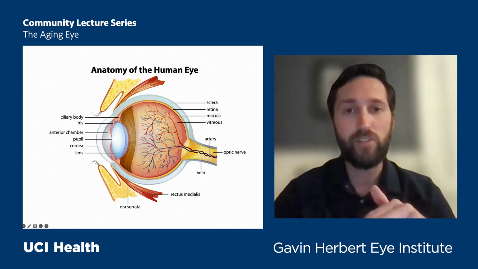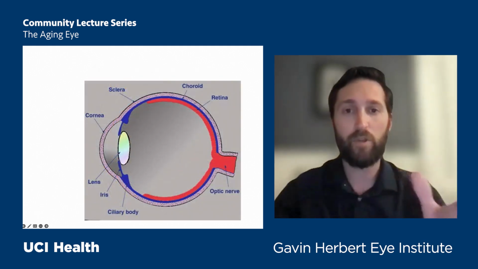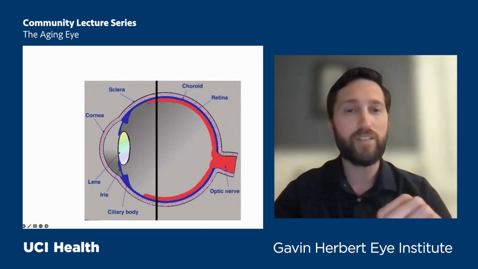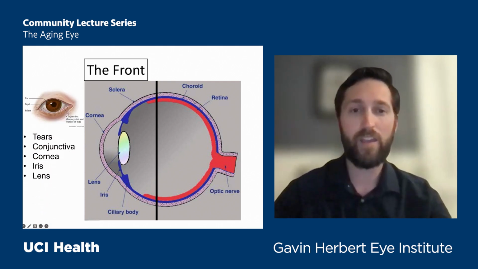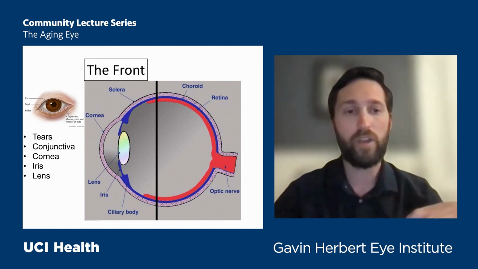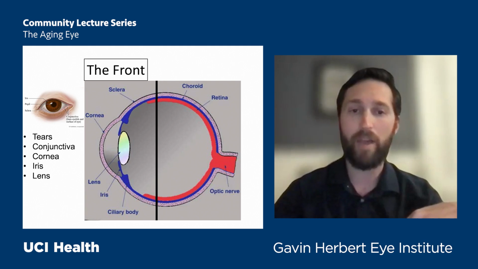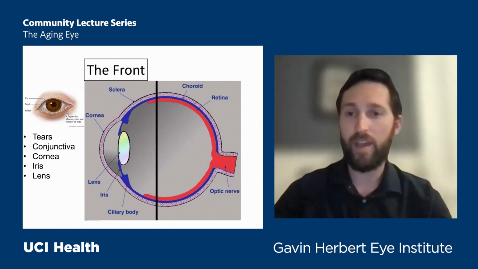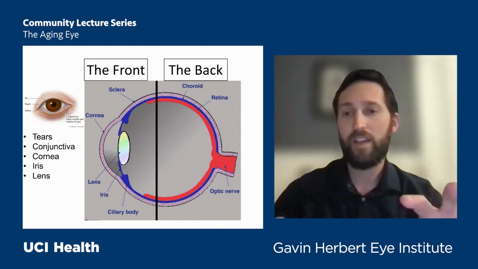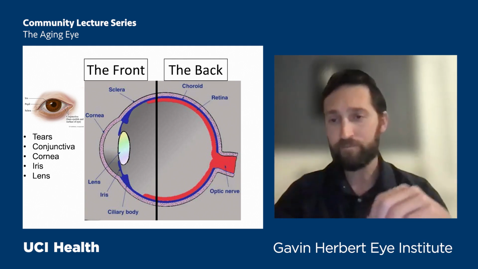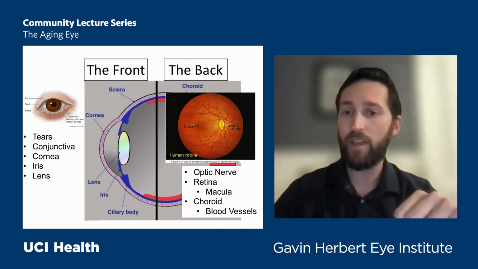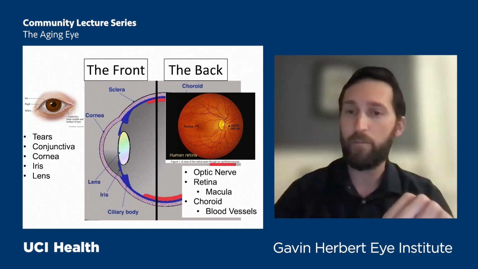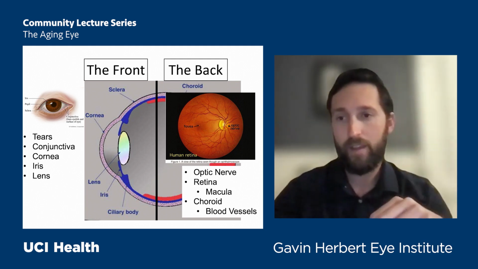Another easy way to look at the eye is to divide it into the front and into the back. So the front includes things like your tear film, the conjunctiva, the cornea, which is that clear covering over the eye, the iris, the colored part of your eye, it's usually brown or blue, and the lens, which is suspended right behind the iris. And the back part of the eye is the things that you can see through the pupil and that are lining the back part of the globe. That includes things like the retina and the optic nerve. And we often take a photo of it that looks like this, often red.